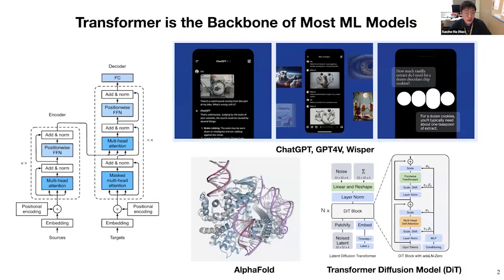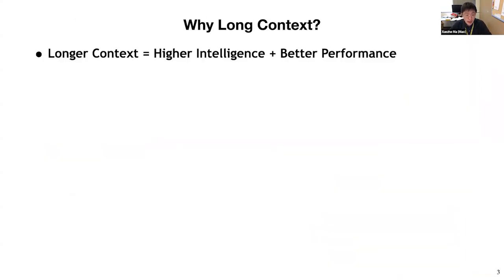Since the transformer was proposed 7 years ago, it has been applied almost everywhere in machine learning and unlocked a bunch of applications, including text, speech, biomedical, and also images. But we know the transformer is still not perfect. One challenge for the transformer is to handle long context.